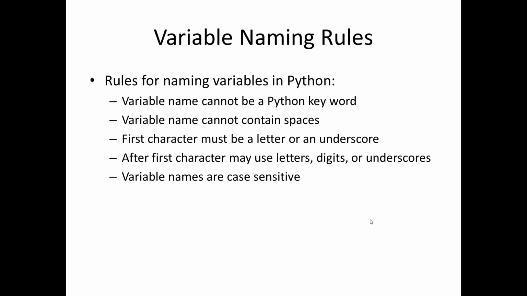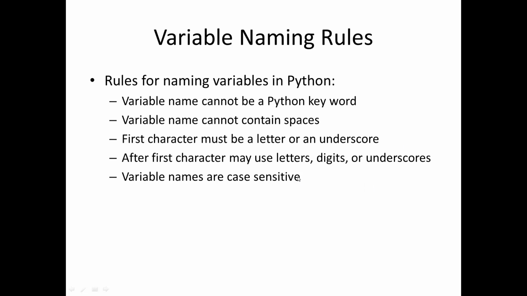But after the first character, you can use any letters, digits, or underscores. For example, we couldn't create a variable starting with the number 0. But if we follow the rule to start it with a letter or an underscore, any of the succeeding characters could be zeros, letters, digits, or underscores.